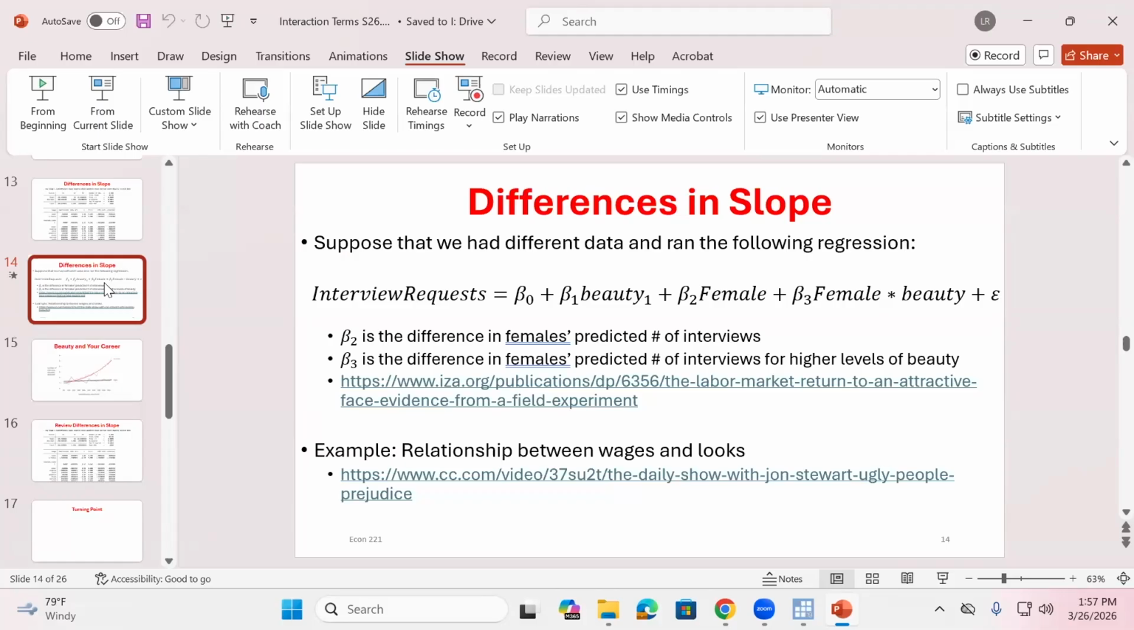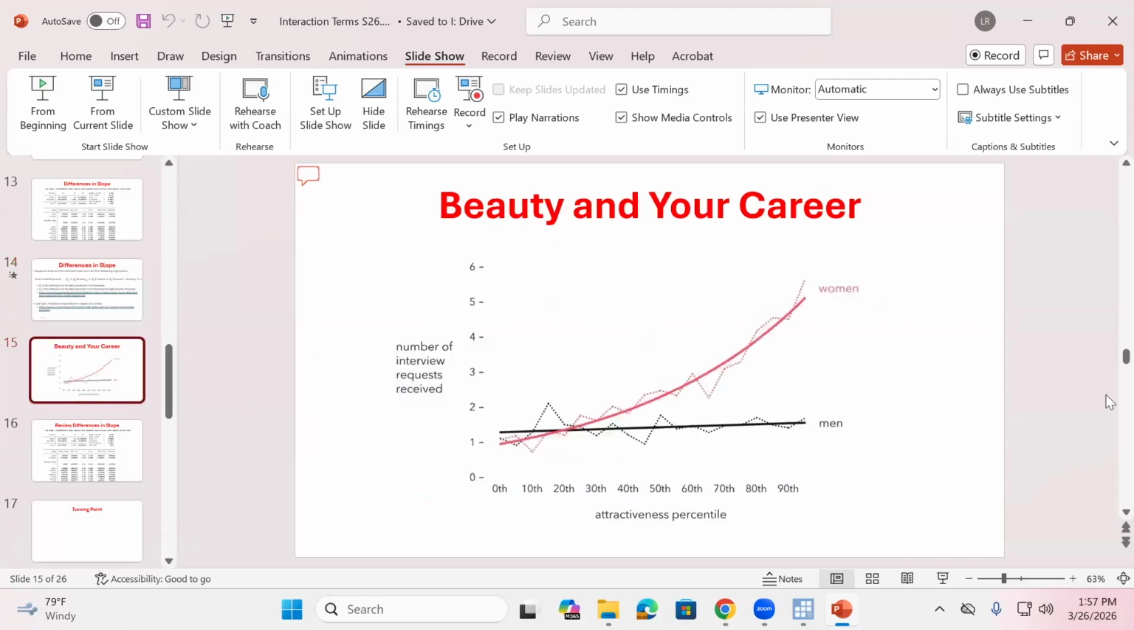So it wasn't just one person, right? They were having these kind of experimental groups. And then they're doing the same thing. They interacted female with beauty and asked, did they get a higher number of interview requests if their LinkedIn profile page was rated higher? These are the 2 lines of best fit they found, right? This is discouraging for our society, right? There was almost no impact on males, just a slight positive effect.